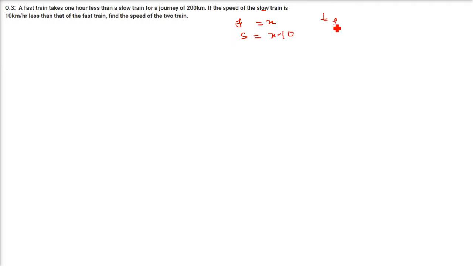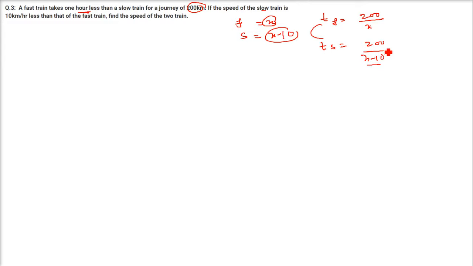Now what is the time of the fast train? Time is distance by speed. Distance will remain the same for both of these, 200 km, 200 km. And what is the speed? We have assumed x. For here, x minus 10. But the difference of time is what? 1 hour less. So the difference of time is 1 hour.